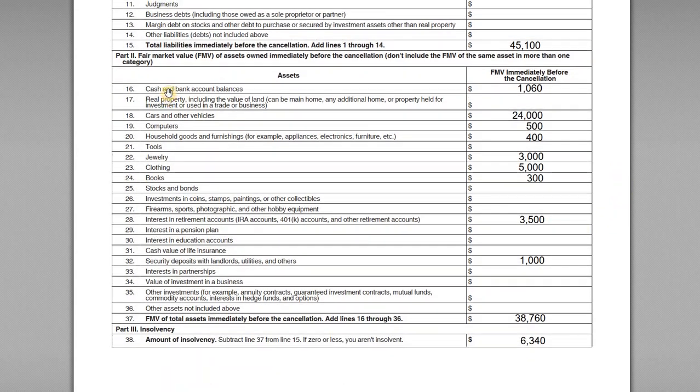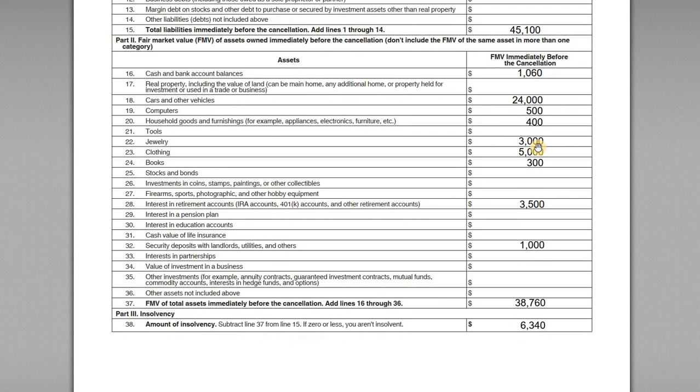When we look at the assets section, you report the fair market value of all assets owned immediately before the cancellation. So he's got his checking account there, $1,060. The fair market value of his car, $24K. Computers, household goods, and furnishing. So John rents, right? So he only has a few furniture pieces that he bought for his place. So not a large number there, only $400. Jewelry, watches, things like that. He's got $3,000 worth. His clothing, books, $300.